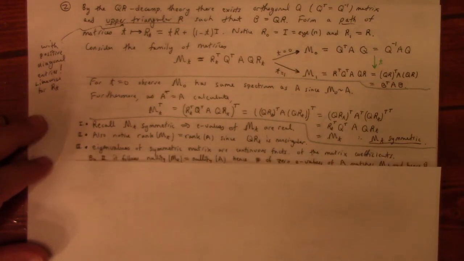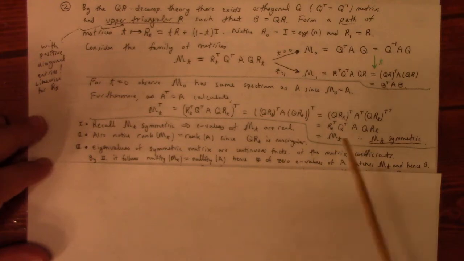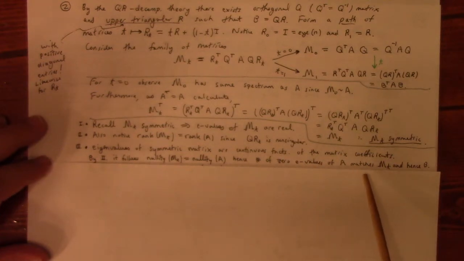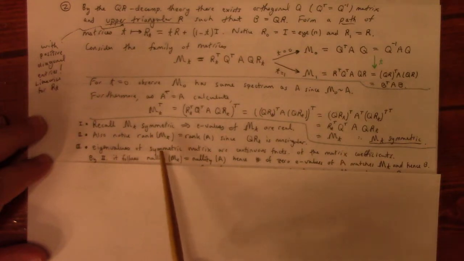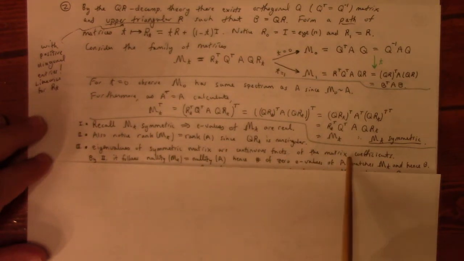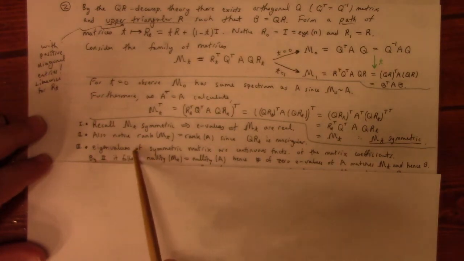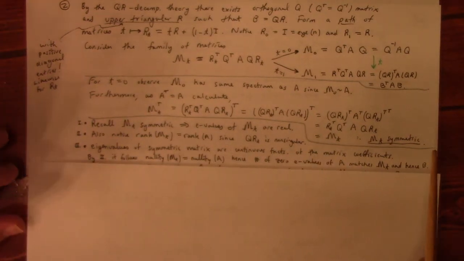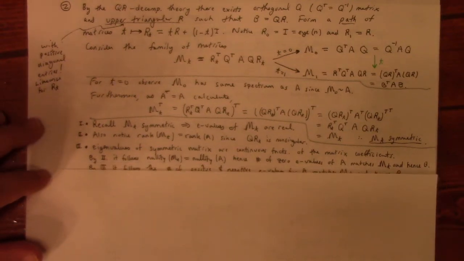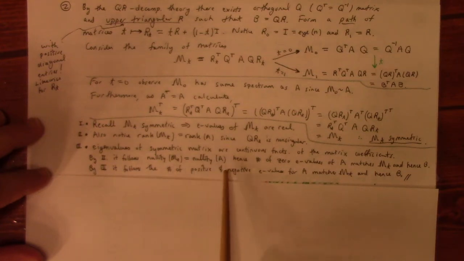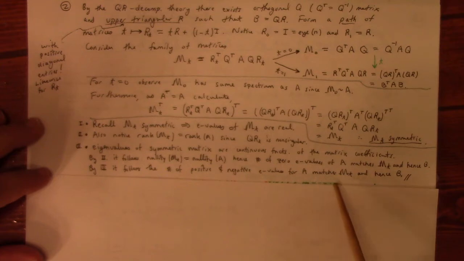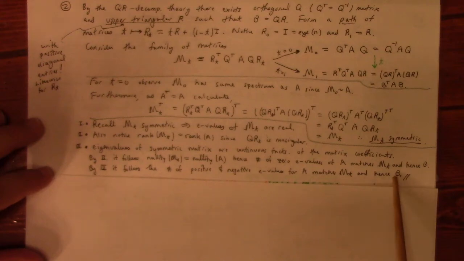Well, that also means that the nullity of M sub T is equal to the nullity of A. In other words, the number of 0 eigenvalues of A must match the number of 0 eigenvalues of M sub T. Furthermore, the eigenvalues of a symmetric matrix are continuous functions of the matrix coefficients, which he claims is more or less proved in lectures 4 and 5. I'm willing to accept it for the moment, but he points out that because of this continuity, it follows that the number of positive and negative eigenvalues for A must match the number of positive and negative eigenvalues for M sub T, and hence also for B.